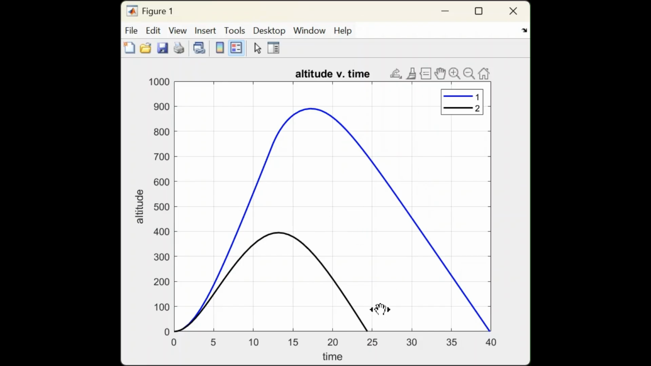Why is this doing this? Okay, well, whatever. I don't know why my mouse is doing that.